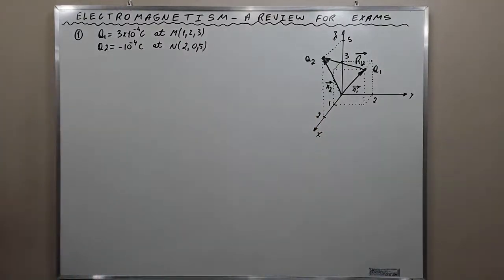Calculate the electrical force exerted by Q1 on Q2, if Q1 is 3 times 10 to the minus 4 coulomb, located at M(1,2,3), and Q2 equals negative 10 to the minus 4 coulomb, located at N(2,0,5), in a vacuum. Okay, my friends, this is the exercise. Let's go to the solution.